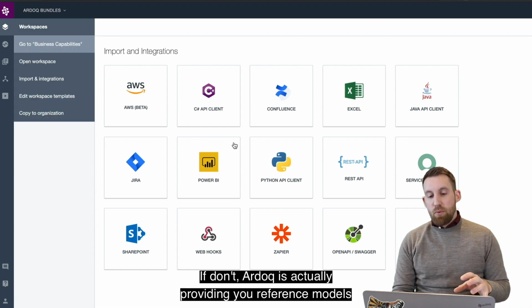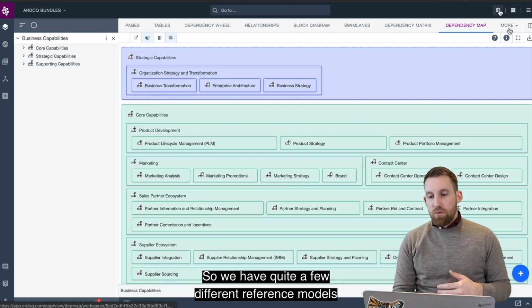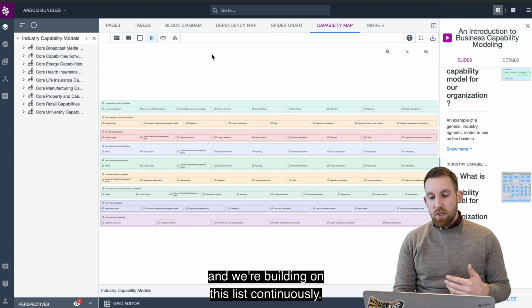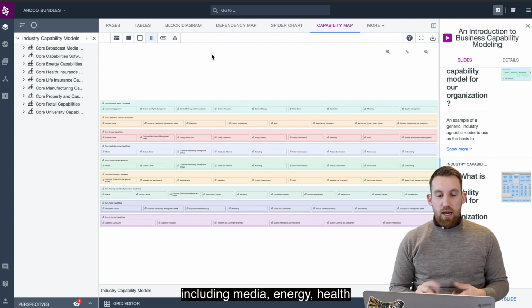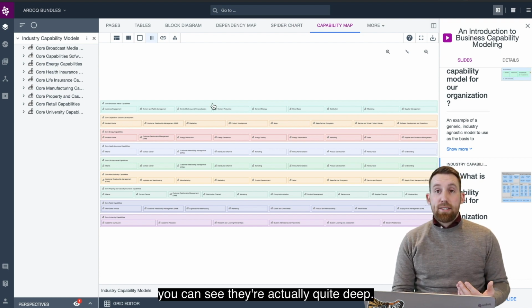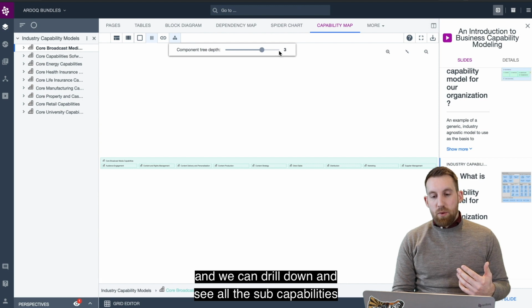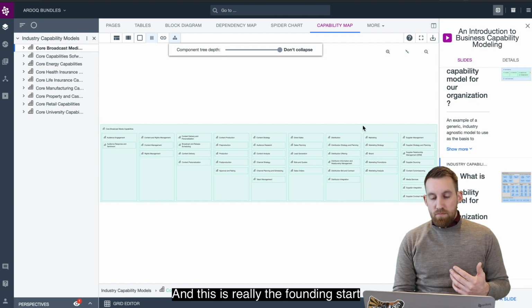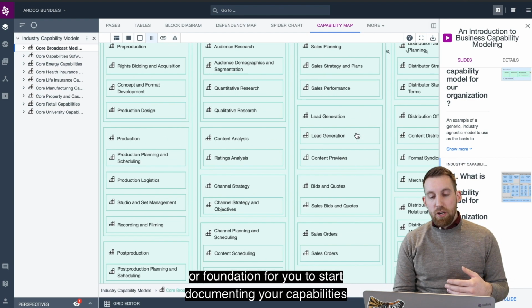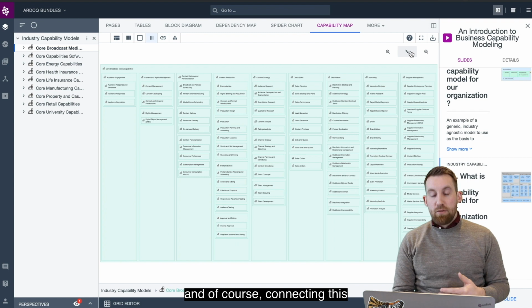If you don't, Ardoq is actually providing you reference models per industry, which you can take out of the box and build upon. So we have quite a few different reference models, and we're building on this list continuously. But just looking here, you can see that we have about 10 different industries, including media, energy, health, and diving into those, you can see they're actually quite deep. So if I look at the media vertical here, we can see that there are some high-level capabilities described, and we can drill down and see all the sub-capabilities through 4 layers of definitions. And this is really the foundation for you to start documenting your capabilities, but obviously is not going to fit your entire business need. So building upon this is 100% possible, and of course connecting this to the things that are realizing them is really the next step.